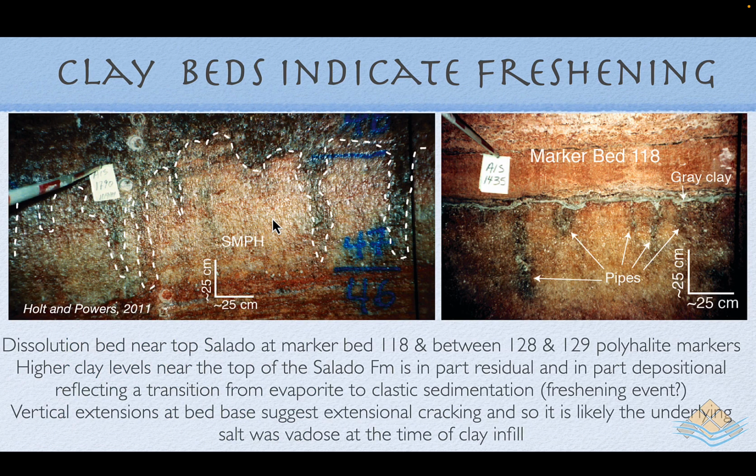When we see evidence like this, we see it in the Western Canadian potash deposits. We see it in the potash deposits in the Salado Formation in the Delaware Basin. These are images from the Salado Basin near the marker bed 118 and also between beds 128 and 129 polyhalite markers, where we can see subvertical to vertical clay-rich zones penetrating into the ore zones.